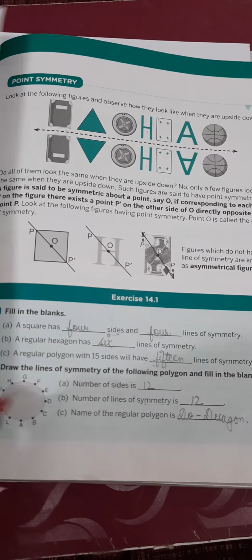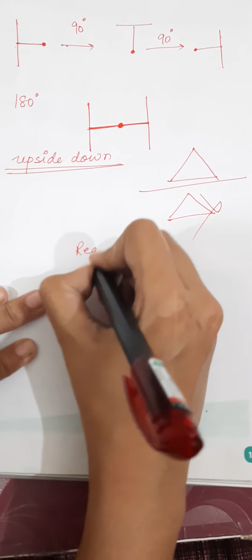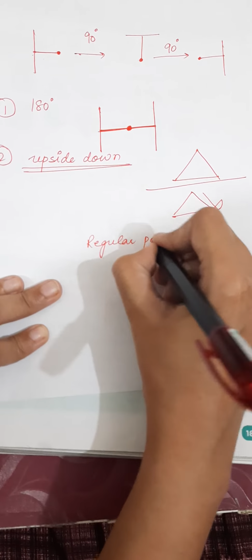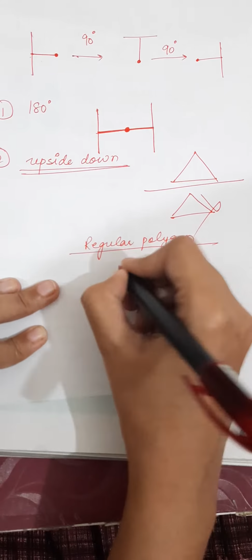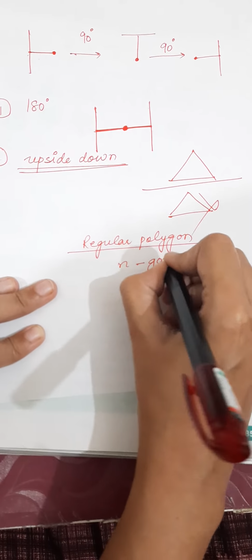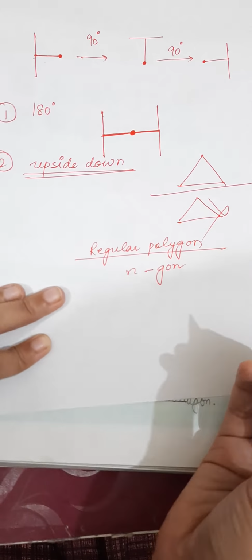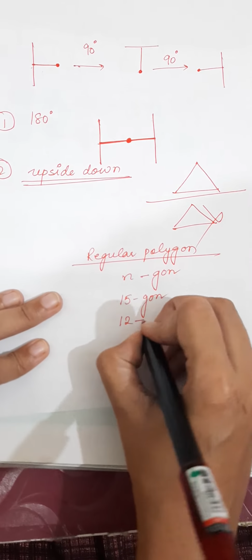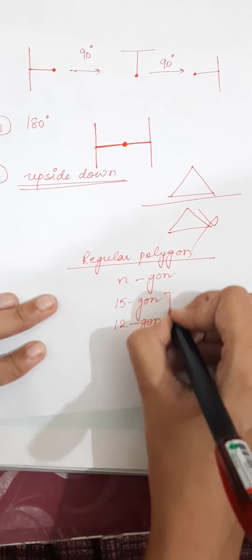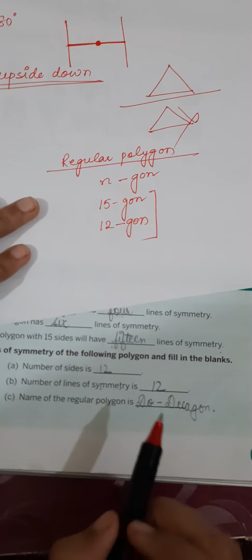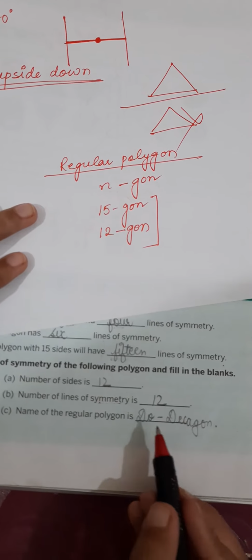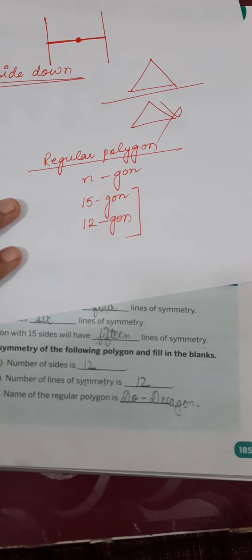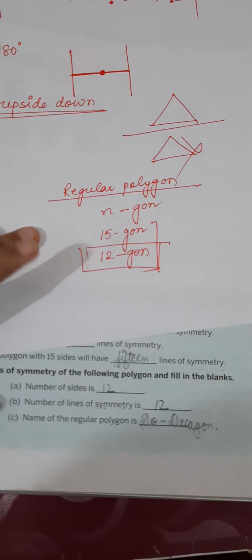Or what you can say is a regular polygon with n number of sides is called an n-gon. If it has 15 sides, it will be called a 15-gon. If it has 12 sides, it will be called a 12-gon. You can call it like this also. But there is a particular name for 12. If you want to learn it like this, you can learn it like this. Or if you want to write 12-gon, you can write that one also. Right? Now, let's move to question number 3.